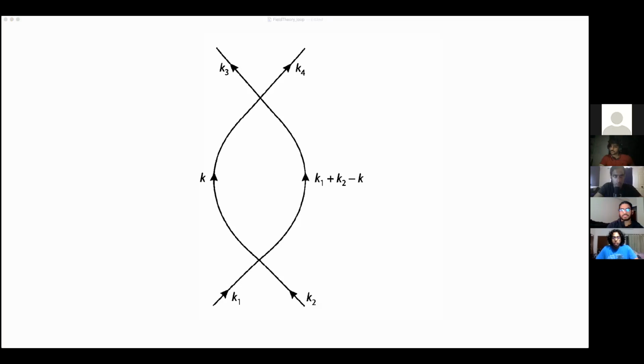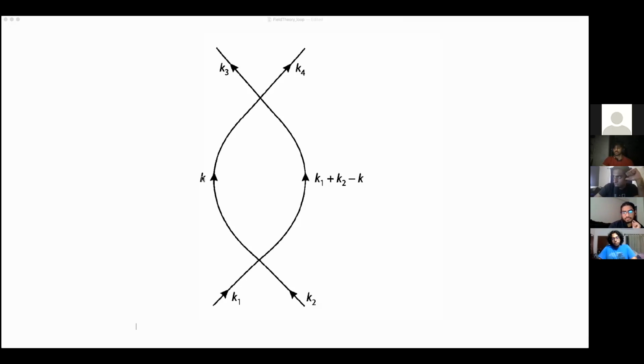Otherwise, it's just the conservation of momentum: K1 and K2 should be equal to K3 and K4. Yep, very good. So let's break this apart for a second and see that it has to hold vertex by vertex. First of all, I borrowed this figure from Zee's textbook, and he's already done something here, which is to use the conservation of momentum.